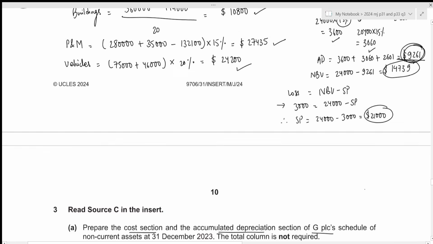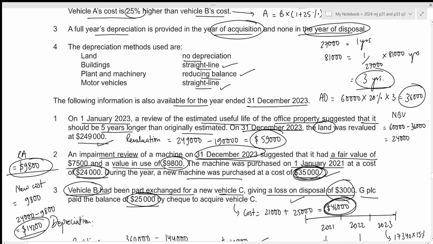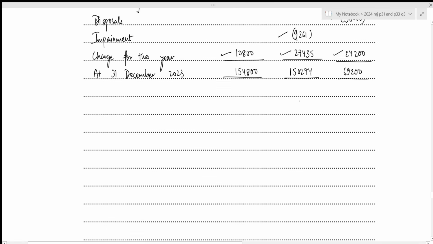And we have been given the working section right here. So you need to show all of these workings, whatever I have done within the insert, in that particular box so that you get your markings correctly.